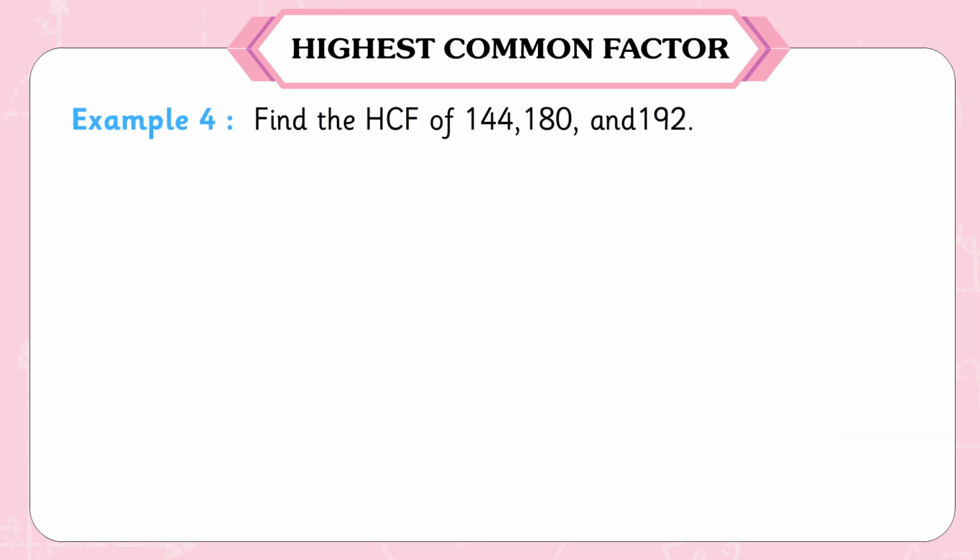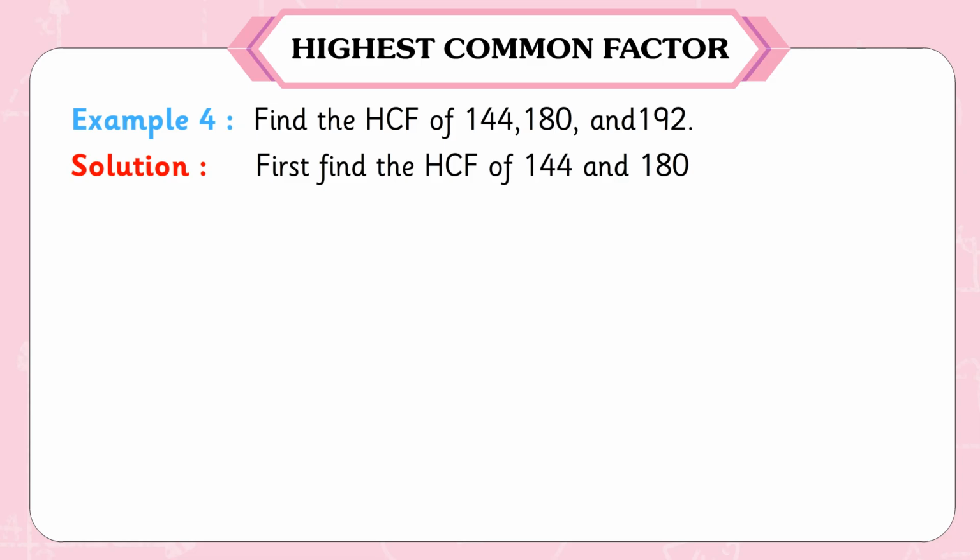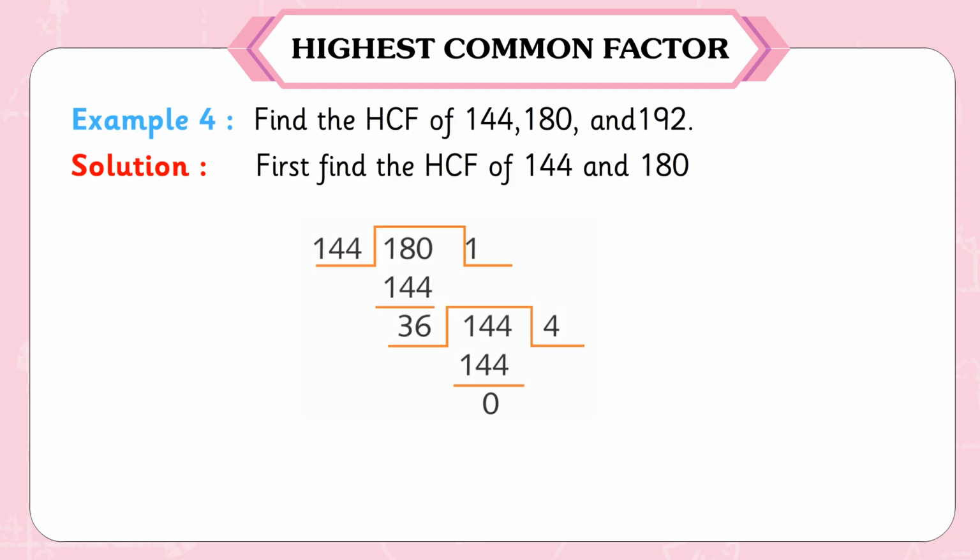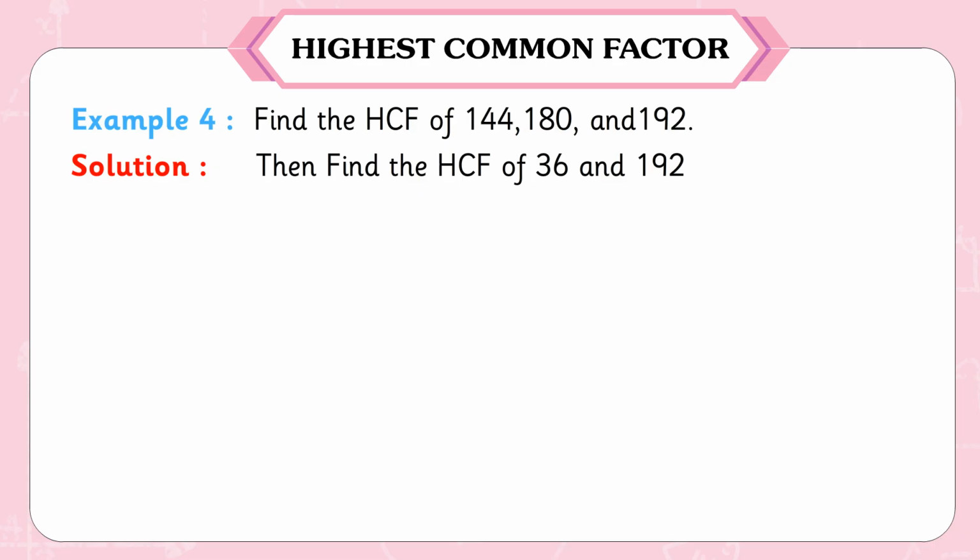Example 4. Find the HCF of 144, 180 and 192. Solution. First find the HCF of 144 and 180. 180, 144. 1, 144, 36. 144. 4, 144, 0. The HCF of 144 and 180 is 36. Then find the HCF of 36 and 192.